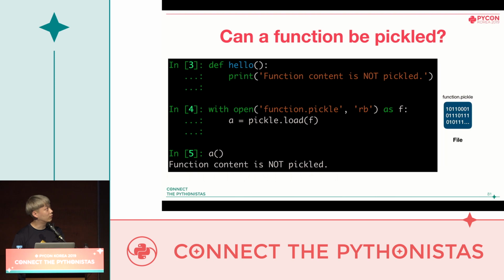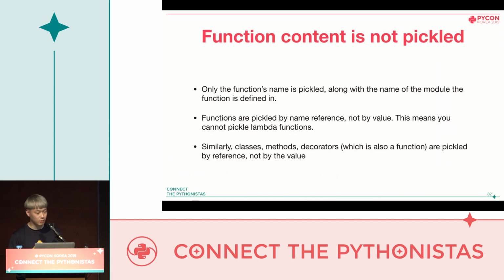So let's define that hello function that we missed. However, I changed the content a bit. Instead of printing "PyCon is great", now I define the function to print something else. And when I load function.pickle from the previous example, even though I call the same function, the function content is not pickled, so it uses the current function information. So to conclude, function content is not pickled; only the function name is pickled, along with the name of the module. In this case, it's __main__. So functions are pickled by name reference, not by value.